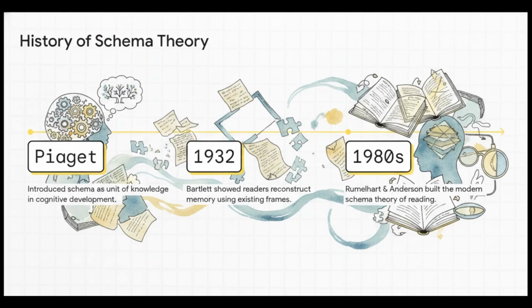Now, the intellectual history of this concept gives us a fantastic academic foundation, without getting bogged down in too much jargon. The famous psychologist Piaget actually first introduced the word schema to describe organized units of knowledge in cognitive development. Then, moving ahead to 1932, Bartlett demonstrated that when readers remember a story, they don't actually recall it word for word. They reconstruct the memory using their own existing knowledge frames. Finally, in the 1980s, cognitive scientists like Rumelhart, Anderson, and Pearson synthesized all of this into the modern schema theory of reading comprehension that educators rely on today.